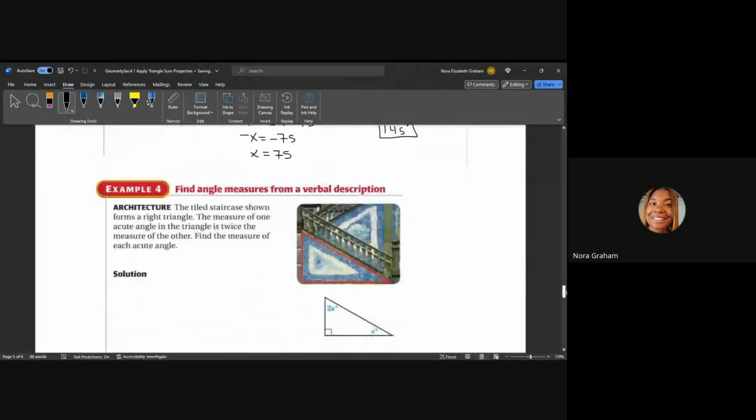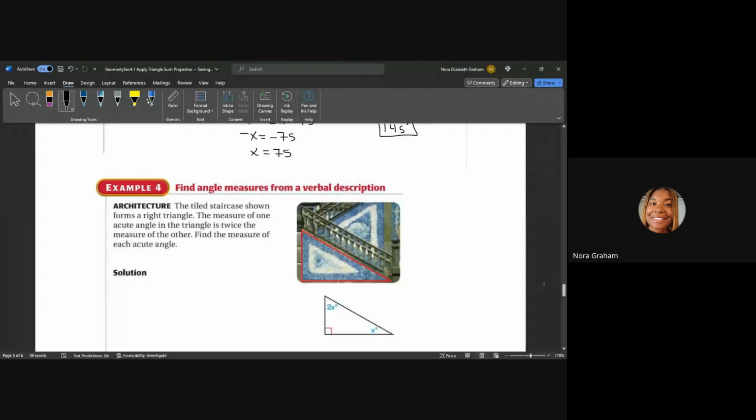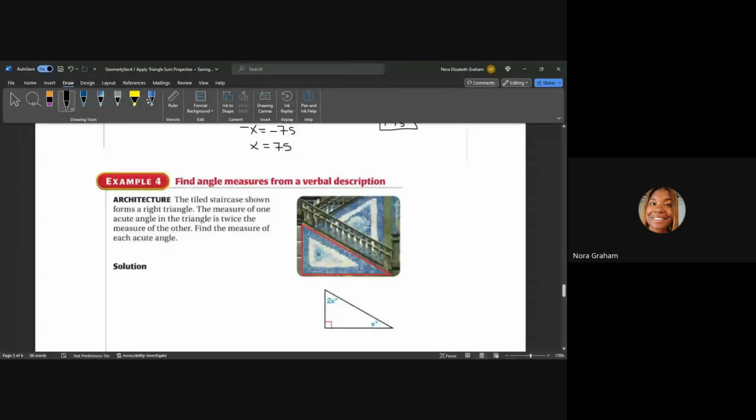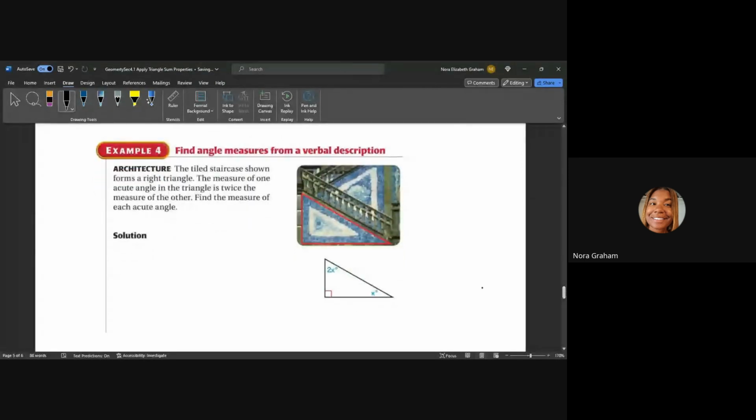Let's keep going. I believe this one will be our last one. For this one, they want us to find the angle measure from a verbal description. The tiled staircase shown forms a right triangle. The measure of one acute angle in the triangle is twice the measure of the other. Find the measure of each acute angle. All right. So these are acute angles that they're given, and then we have our right triangle. Remember from our corollary, both of these acute angles of a right triangle are going to equal 90 degrees. So let's set that up as an equation.